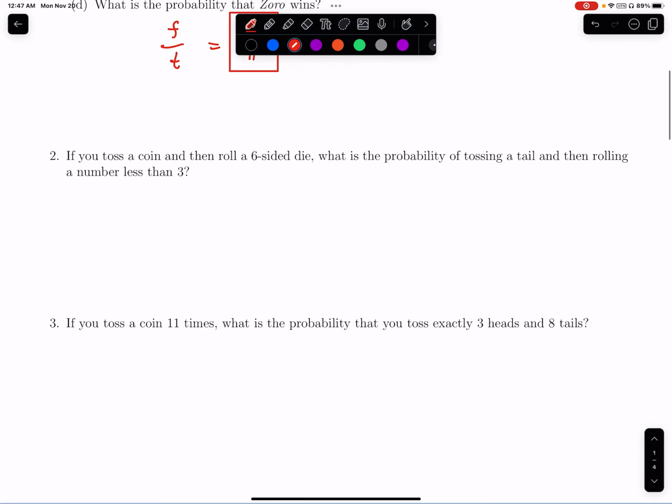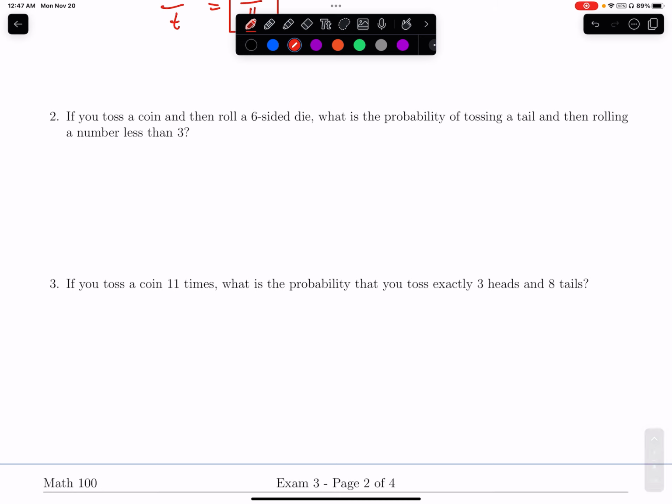Number 2. If you toss a coin and then roll a 6-sided die, what's the probability of tossing a tail and then rolling a number less than 3? Okay, I'm going to show you guys two different ways. Let's divide our answer sheet into 2 different methods. The first method is if we use the fact that we have 2 things happening and they're independent of each other. How do we know they're independent? Well, because these are 2 separate events. Tossing the coin is not going to affect the probability of rolling the die.